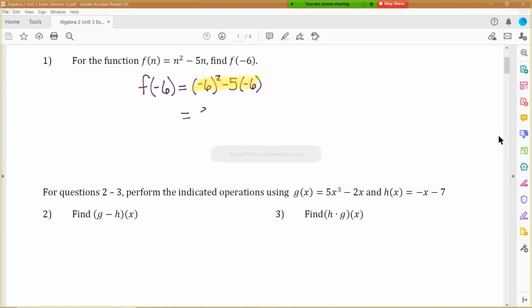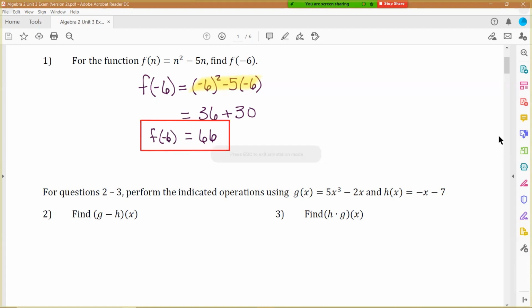So negative 6 squared is 36. Negative 5 times negative 6 is positive 30. Add them together, and you get 66. So f of negative 6 equals 66.